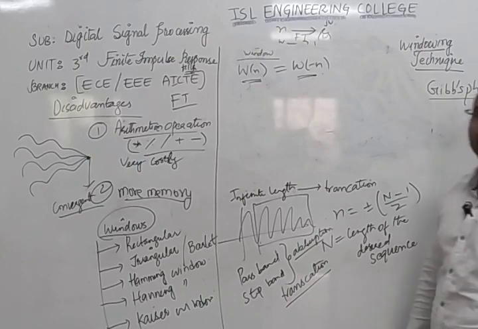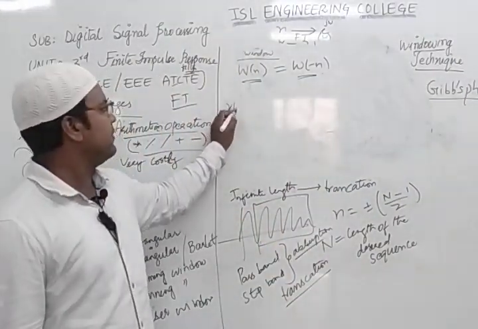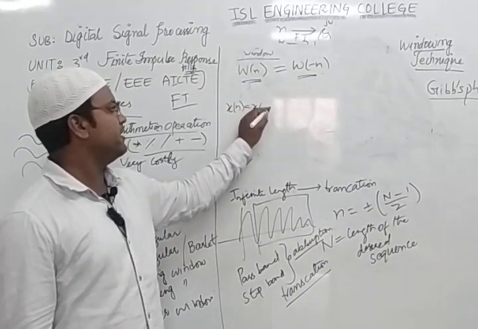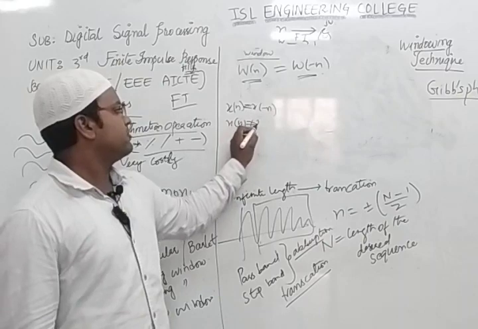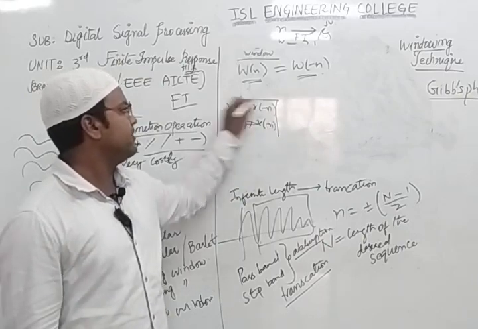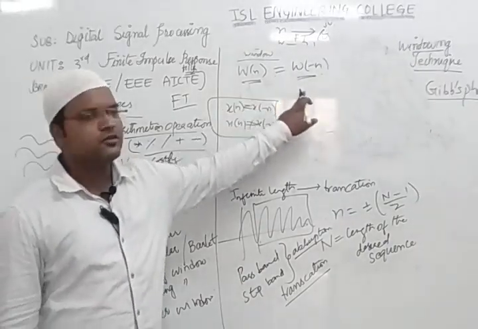Like we know, even function, odd function. How do we define an even signal and an odd signal? X of n is equal to x of minus n, then it is even. X of n is not equal to x of minus n, then it is odd. But here we are not looking into that factor. We are looking into W of n is equal to W of minus n.